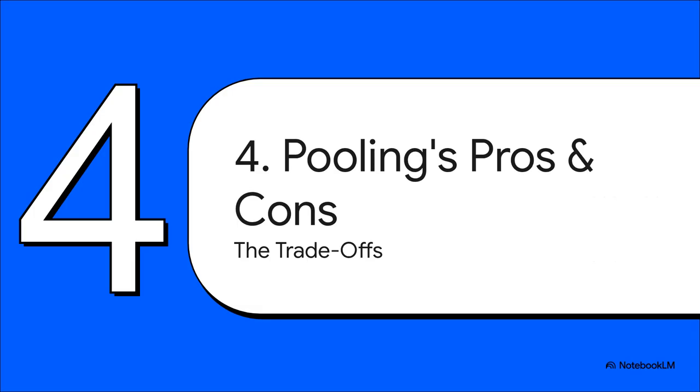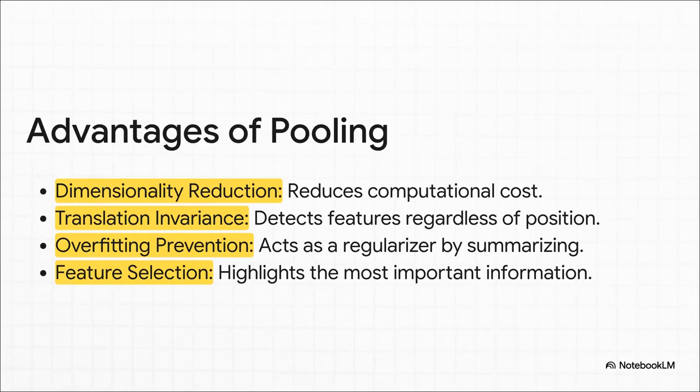Okay, this all sounds pretty amazing, right? But you knew there was a but coming. Nothing in this world is free, so let's talk about the trade-offs. On the plus side, the advantages are huge. You're massively reducing the amount of data the network has to chew on, so it's faster and cheaper to run. It helps prevent that nasty overfitting problem we talked about, and you get this really cool benefit called translation invariance.